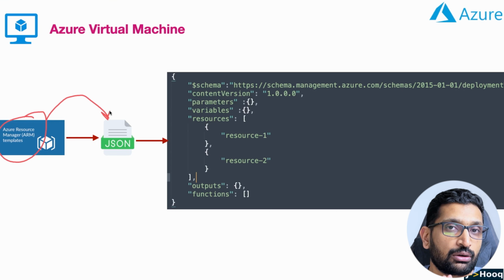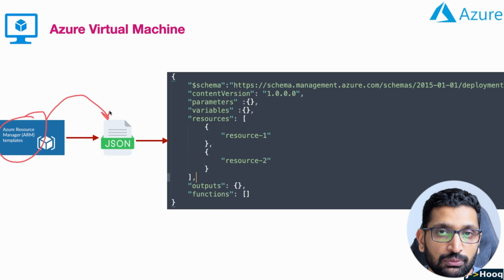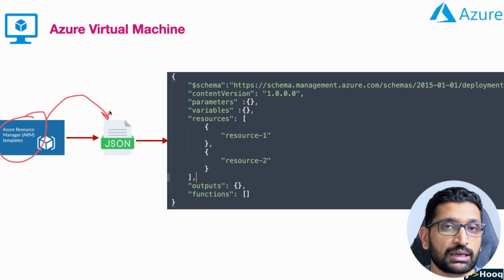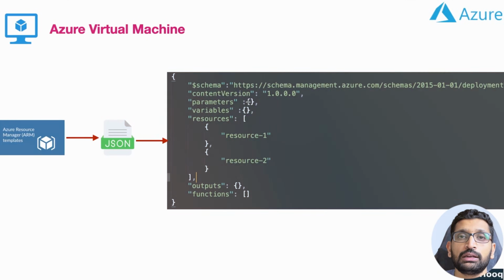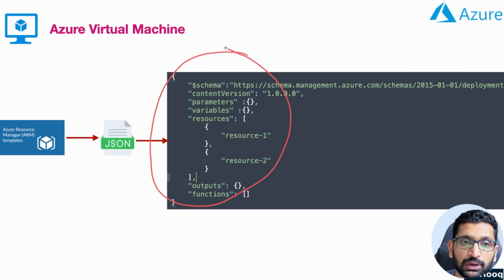And here we are talking about the Azure Virtual Machine. So Azure Virtual Machine is just an example, but you can provision any kind of resource using the ARM template of Azure. Let's break down this whole JSON template, which we also call an ARM template, line by line, and try to understand how we can write our own custom ARM template for provisioning of the resources.